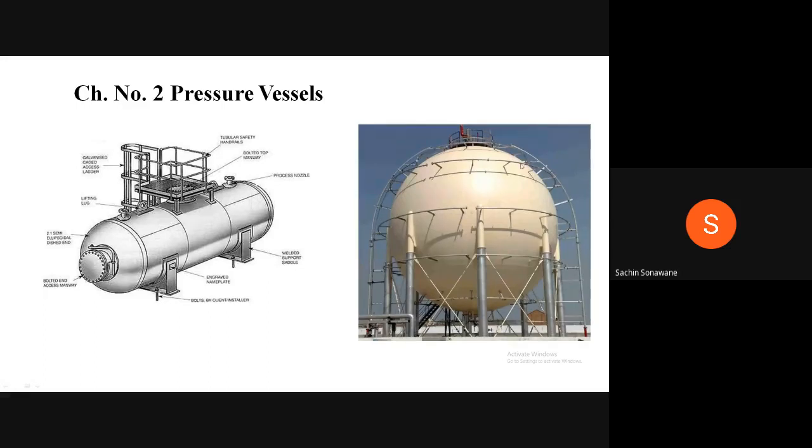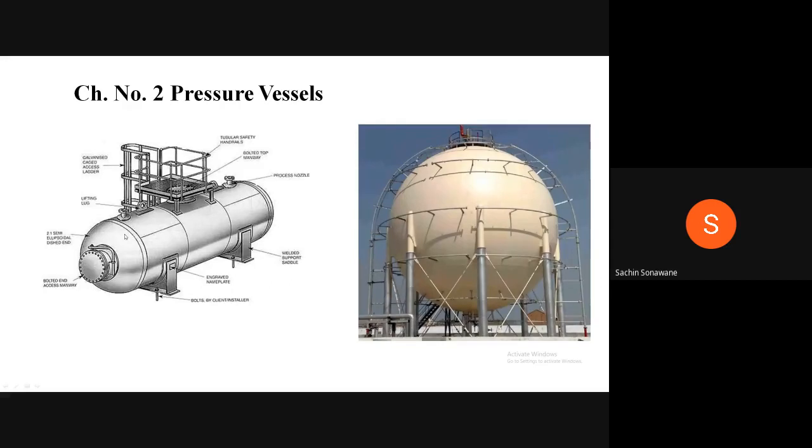Towards the right side, this is a spherical pressure vessel. It is also mounted on supports. These are column supports. Also, some vertical pressure vessels are mounted on skirt support. Therefore, a pressure vessel consists of different parts.